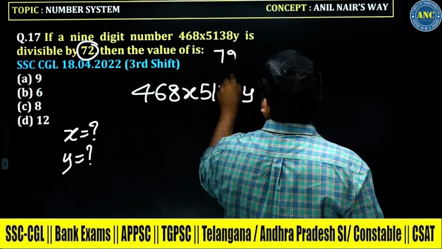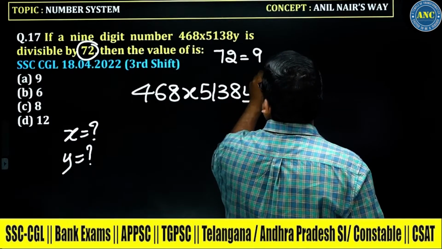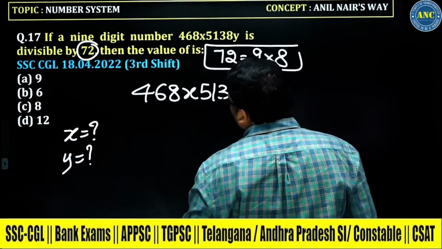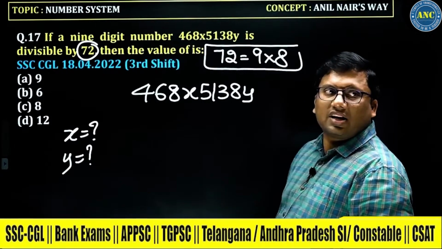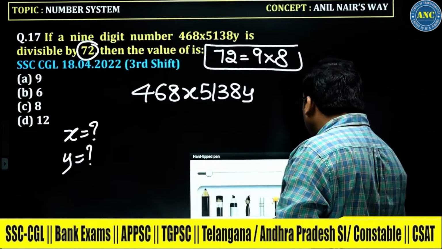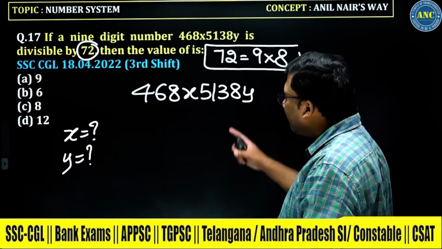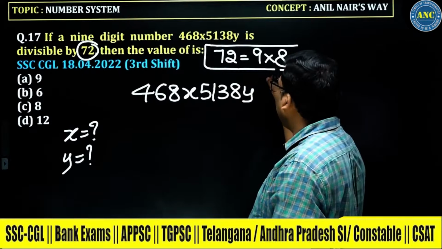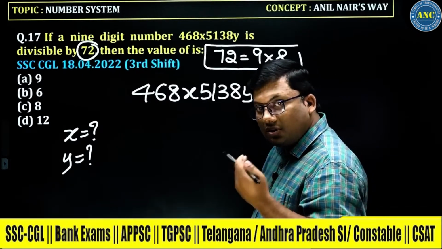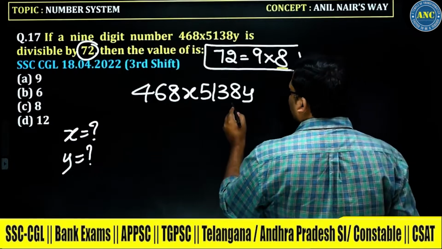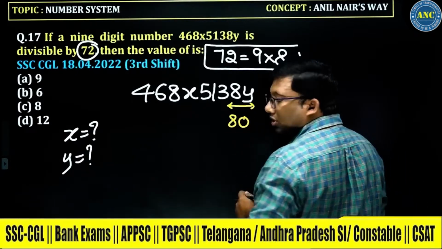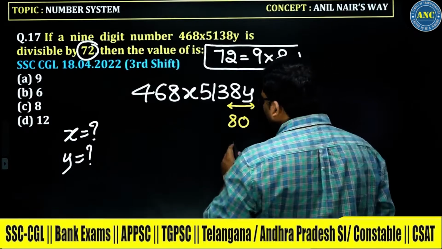72. 72 is a composite number, written as 9 into 8. So the number should be divisible by 9 and it should be divisible by 8. If it is divisible by 8, the last 2 digits should be divisible by 4. Without being divisible by 4, it cannot be divisible by 8.